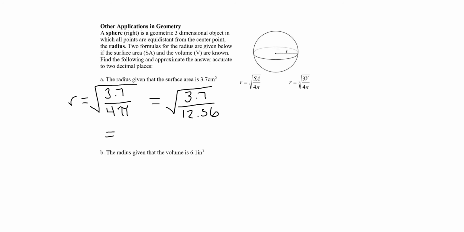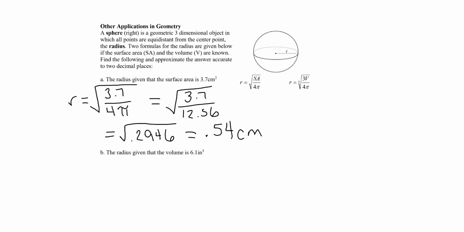Now on my math lab, they may have you use the whole thing. 3.7 divided by 12.56. Okay, when I do this, I get the square root of, I'm going to round to the ten-thousandths, so we have 0.2946. And when we take the square root of that, and I round my answer to 2 decimal places, I get 0.54 centimeters. So that would be my radius.